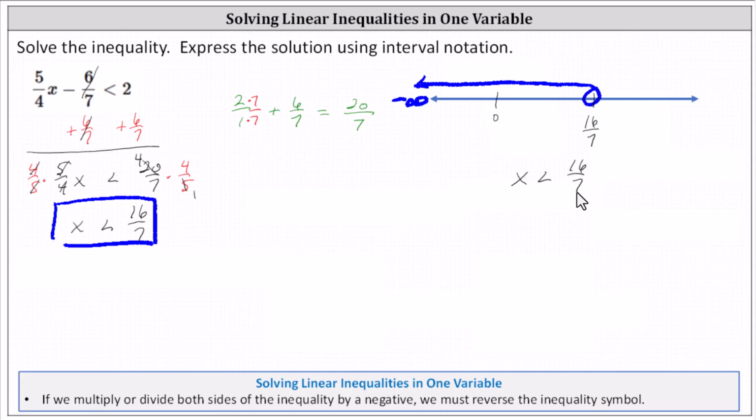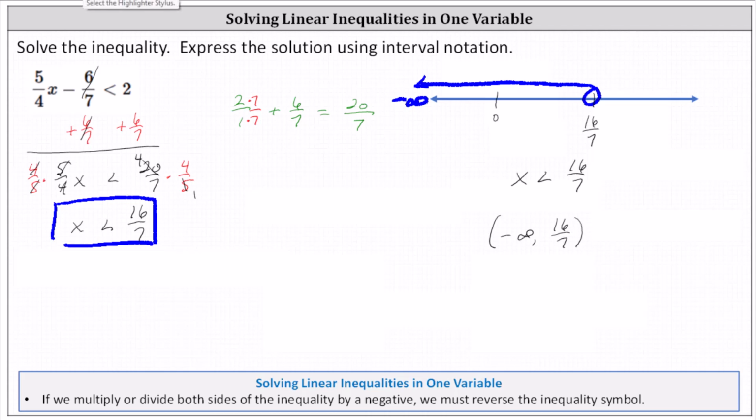And now we can express the same interval using interval notation, which is the open interval from negative infinity to 16/7. Notice we have a parenthesis to the right of 16/7. This indicates the interval is open on 16/7 or does not include 16/7. If it did, we'd use a square bracket, not a parenthesis.